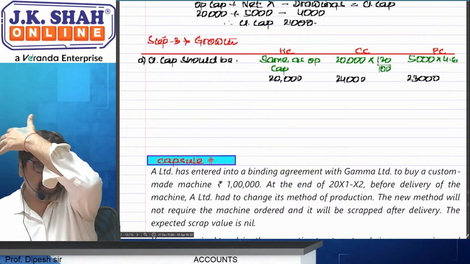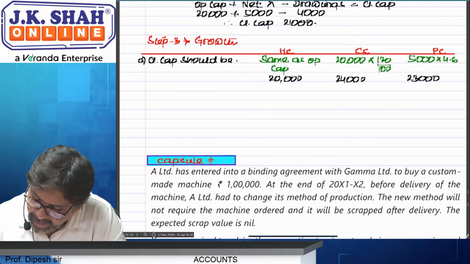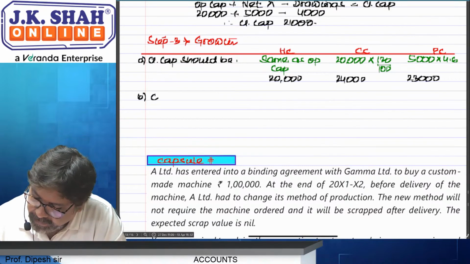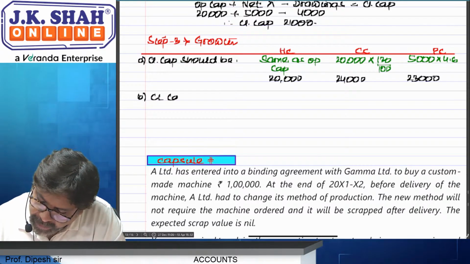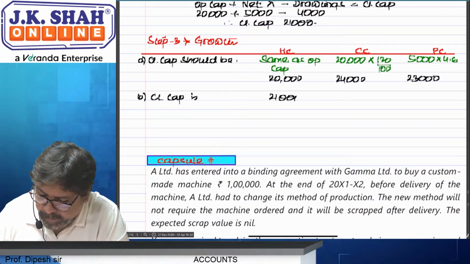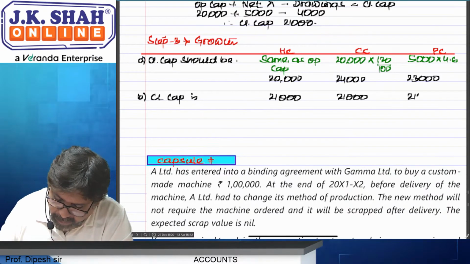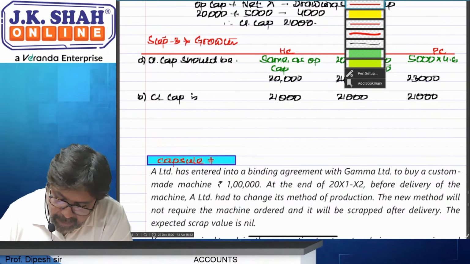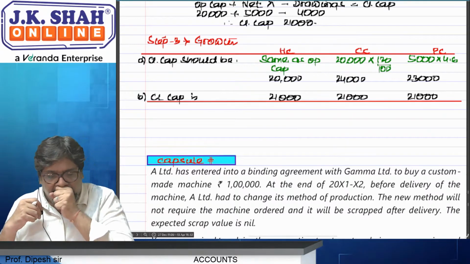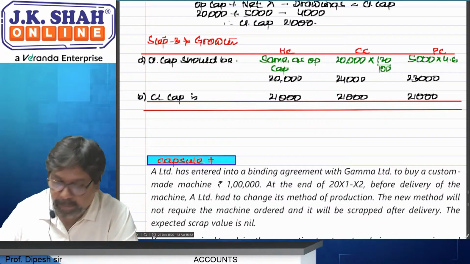Shall we move ahead? Now, this is what the capital should be. Closing capital is 21,000.